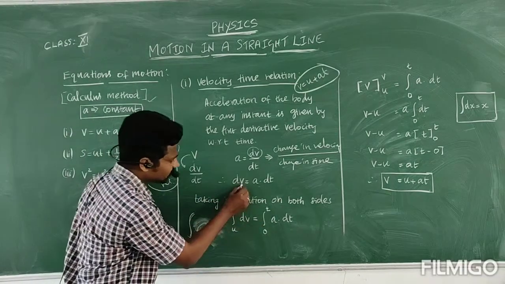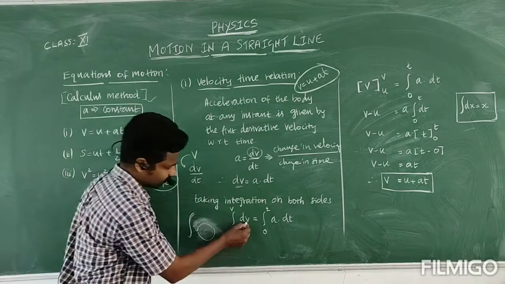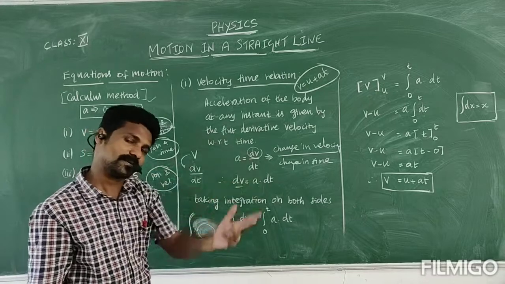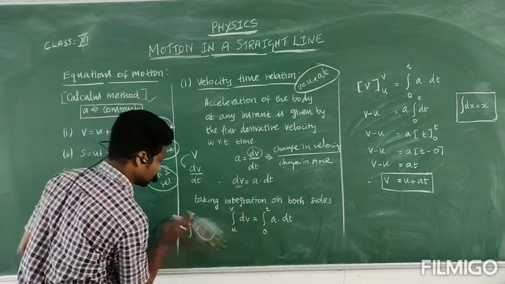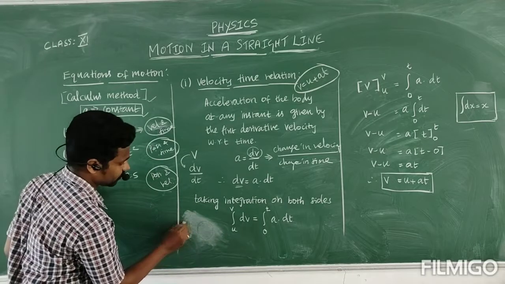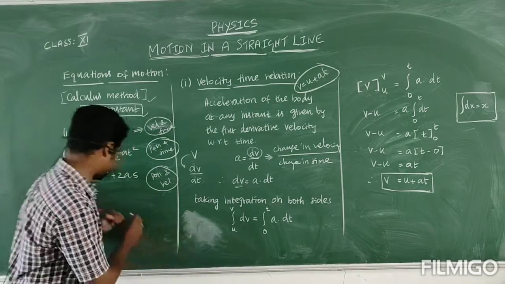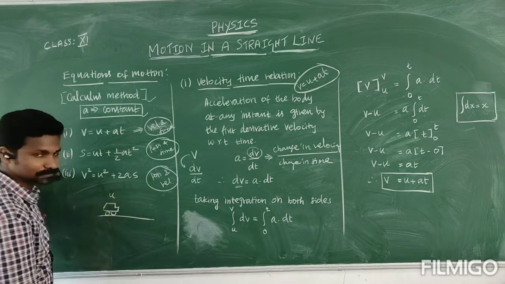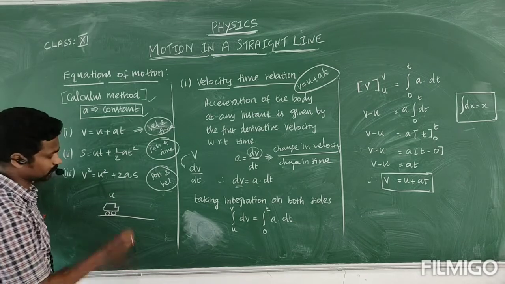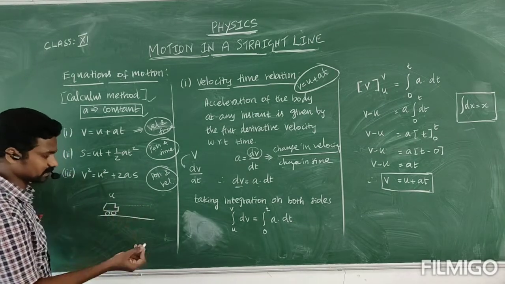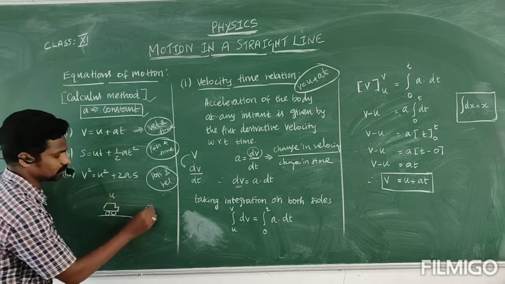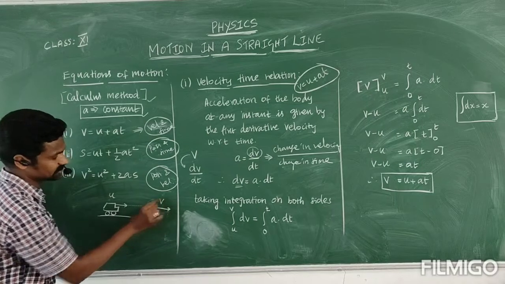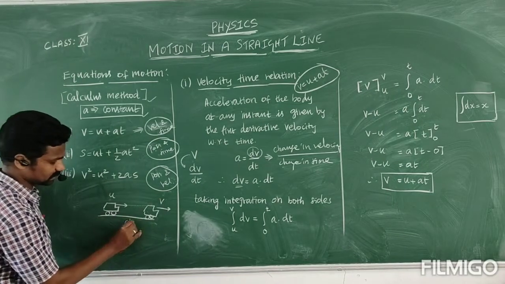On the left side, we have the change in velocity, so the change in velocity is integrated. From where to where? For example, let us take a car. Now the car's initial velocity is u. Then I am changing the velocity, so the initial velocity u is changed to the final velocity v. So the changing velocity is dv.